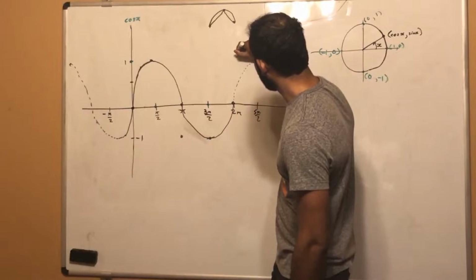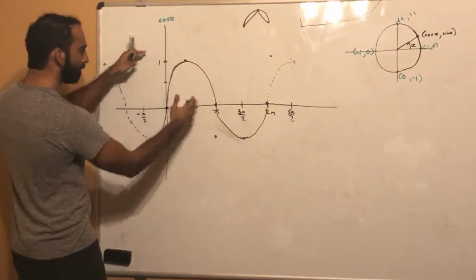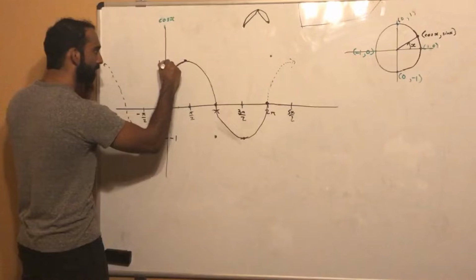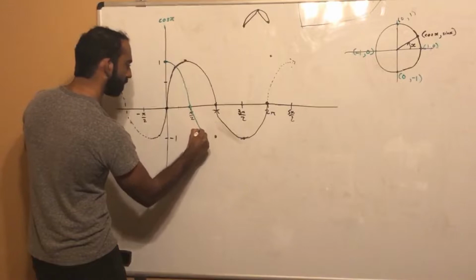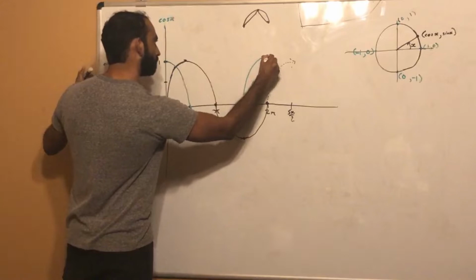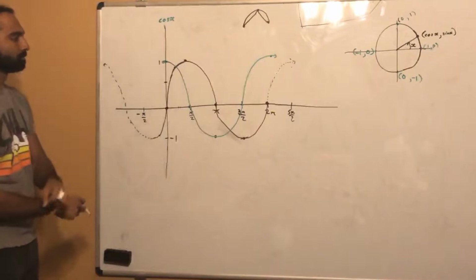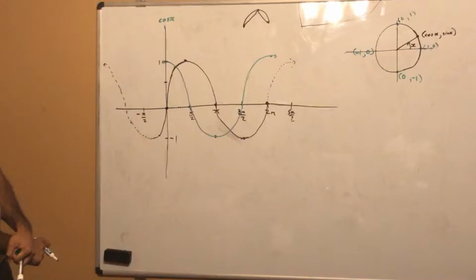And again, I'm traveling along the circle. So the same gradient that we got for sine is going to repeat for cosine, like so. Does it make sense? Okay. So is it the exact same as sine, but just shifted pi over 2 to the left or pi over 2 to the right? Right, it's just the graph of sine, shifted pi over 2 to the left or to the right.